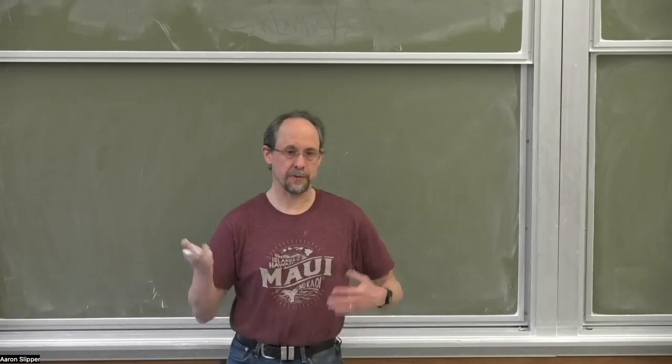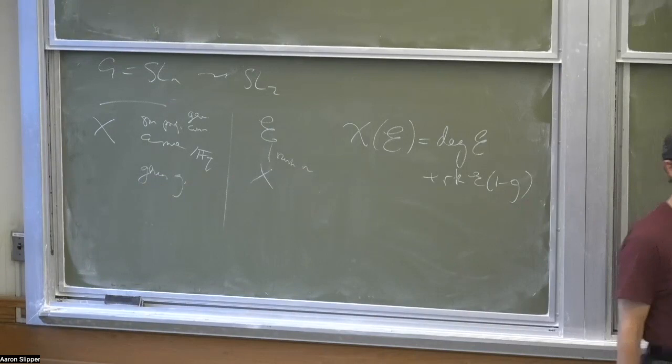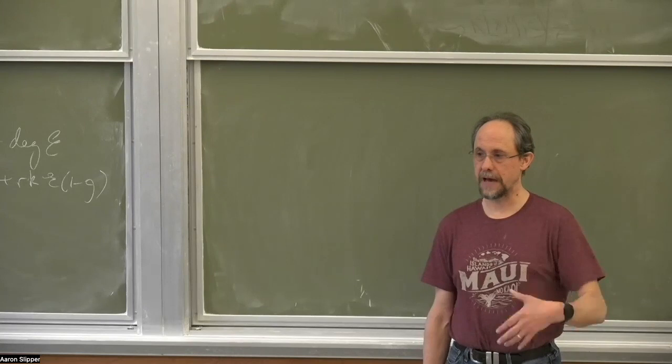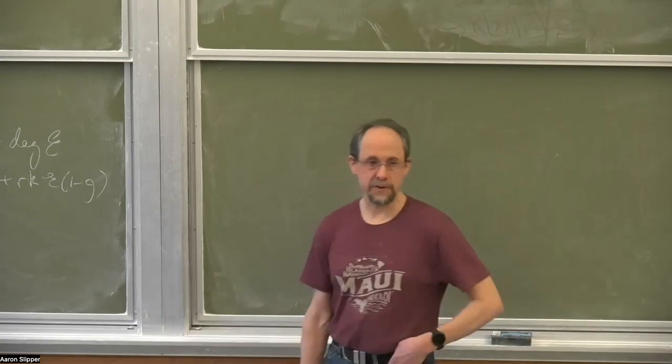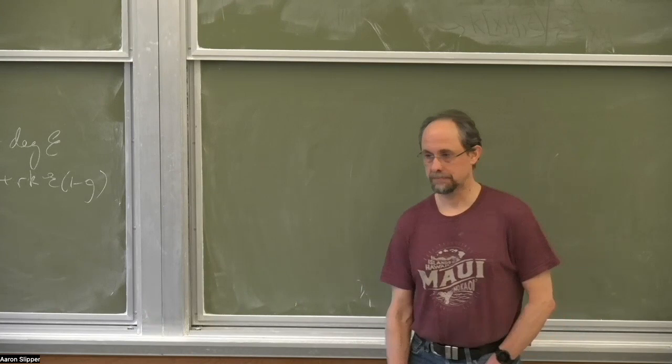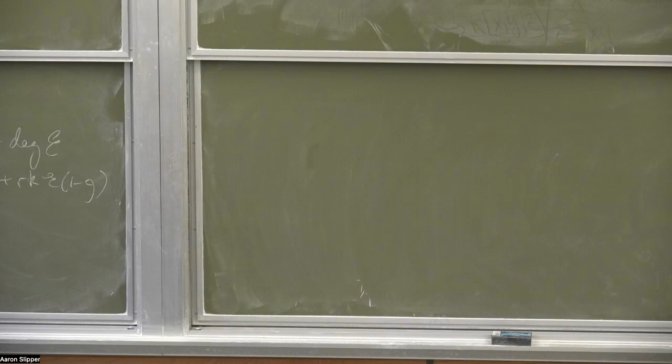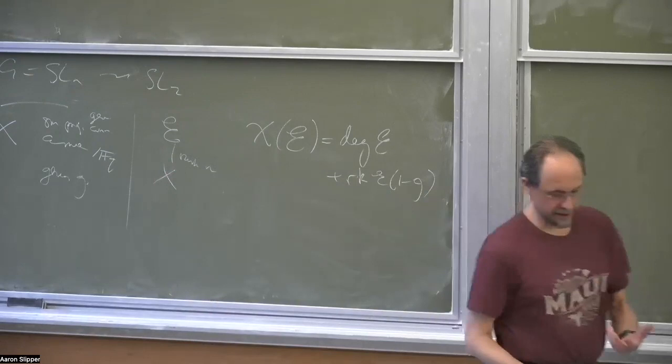So for example, Bun_G is smooth. But if you're doing Bun_{SL_n}, what is SL_n? It means you're looking at rank n bundles whose determinant is trivialized, a fixed identification of the top exterior power with a trivial bundle. When you do deformations, you want to maintain that property, so you don't use the adjoint, you use the traceless adjoint, ad zero as it's called in number theory. Instead of looking at all endomorphisms, you look at the trace zero endomorphisms. And again H^1 is the tangent space, and H^0 is the infinitesimal automorphisms.